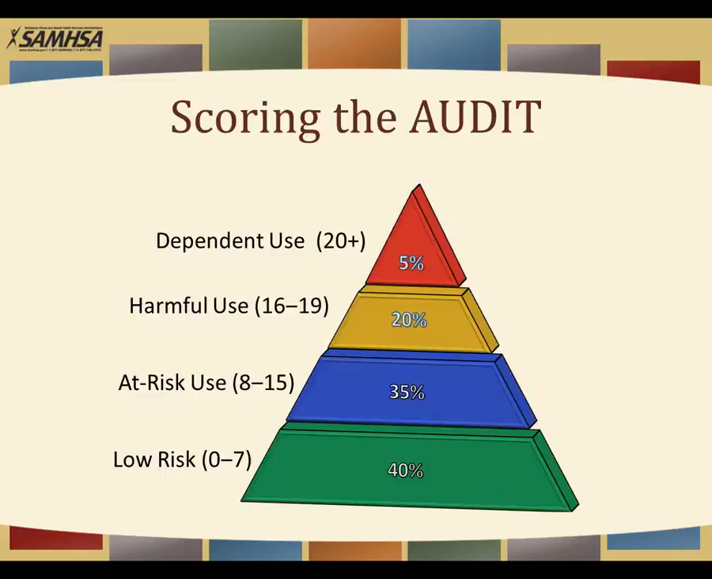Scoring the AUDIT, you end up with the same percentages. People who score in the low risk category end up with a score of 0 to 7. The at-risk category is 8 to 15. The harmful use category is 16 through 19, and the dependent use is 20 or above.